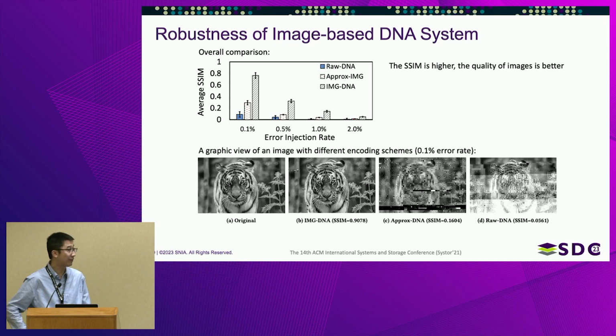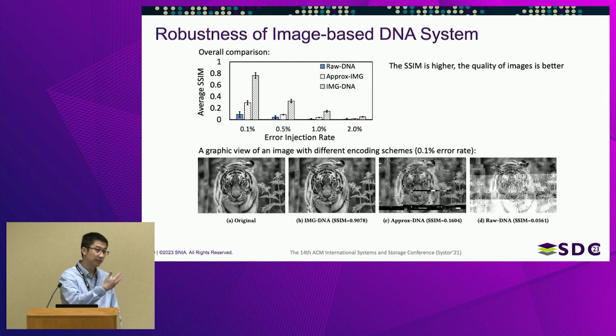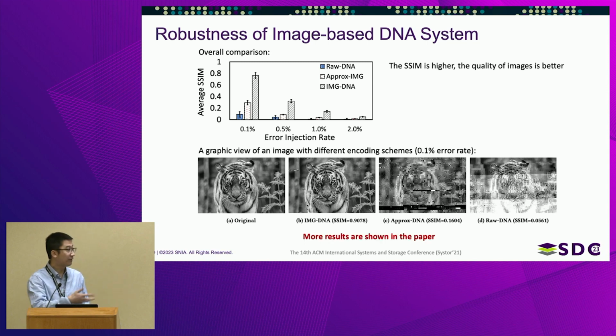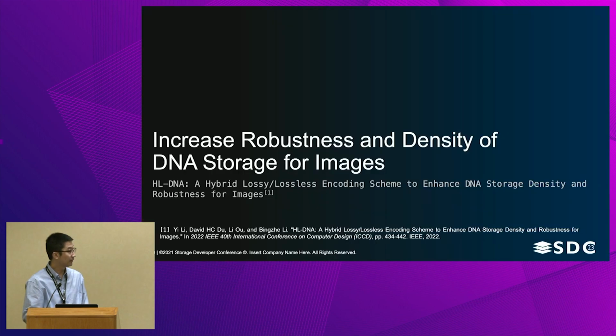And here are the graphic views of images with different encoding schemes. Based on this example, our proposed Image DNA achieves graphic views quite similar to the original one, but for the other two baselines, the result is really vague. If you are interested, you can go to the paper to find more results.